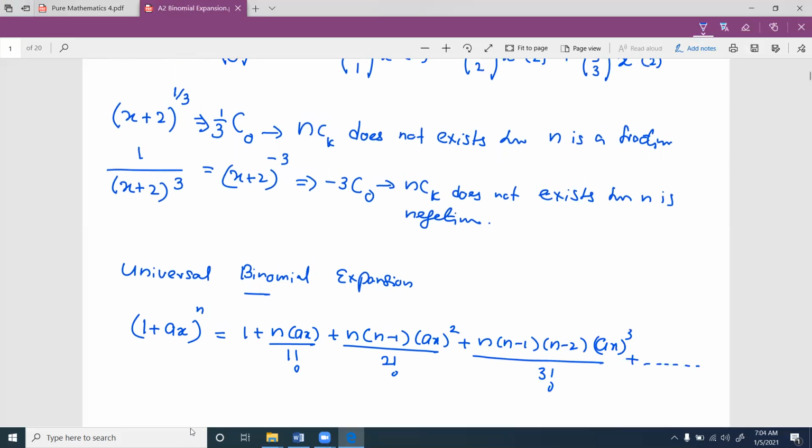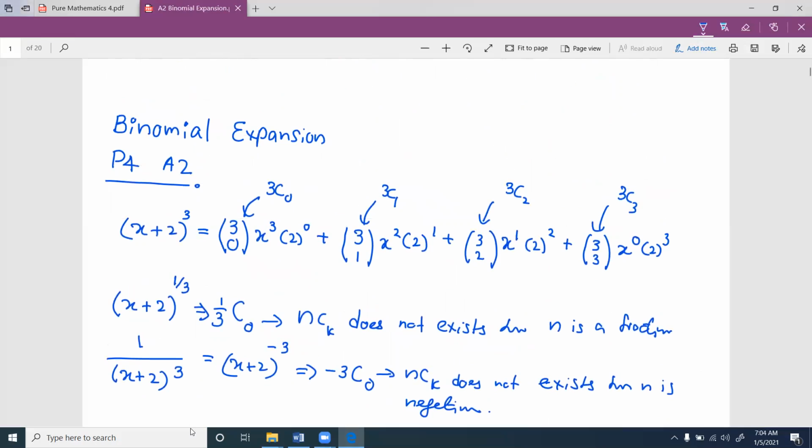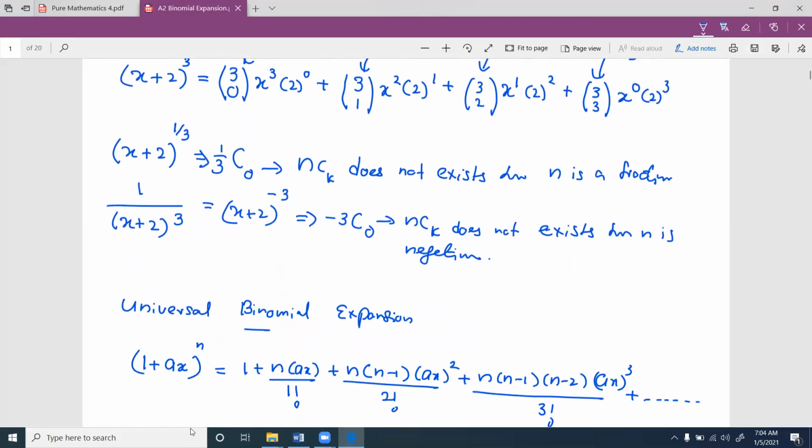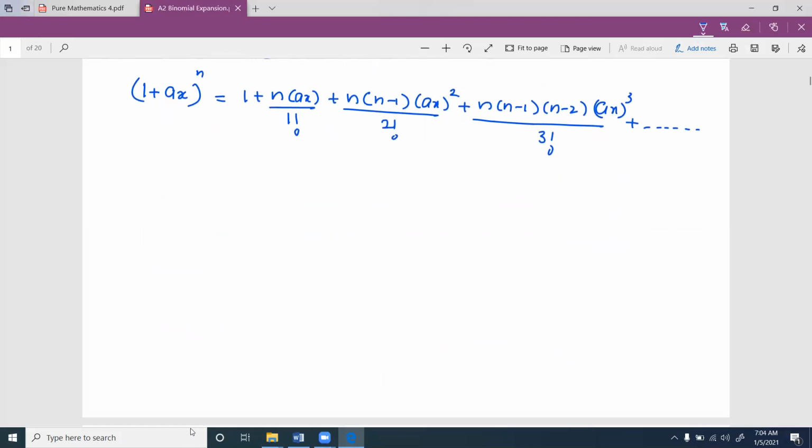Now, again, you may be having a problem. If it is infinite, why was this expressed by 4 terms? If it goes up to infinite, how does it end up with 4 terms? Let's see how to understand that kind of situation. Basically, we'll start with a very simple question and try to understand.